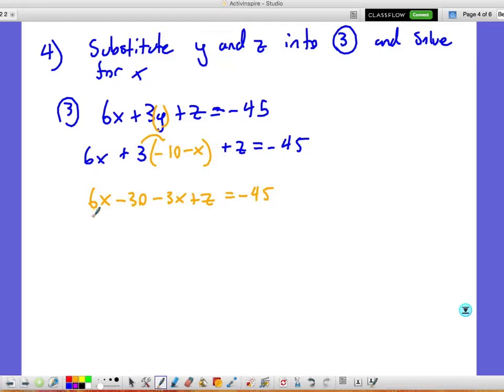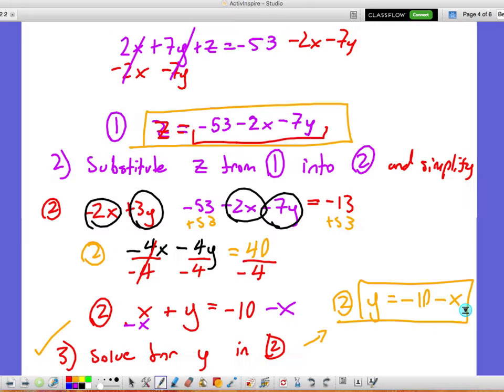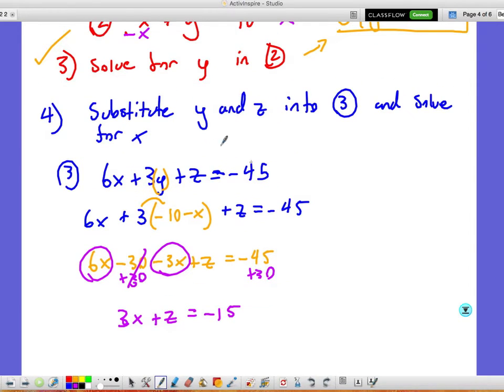Okay, so now I combine like terms. I have 6x minus 3x, that gives me 3x. Let's go ahead and multitask here. I want to add this 30 to the other side, and so I have 3x plus z is equal to negative 15. Okay, so now we got rid of y. We substituted y already. Now we need to substitute in z.